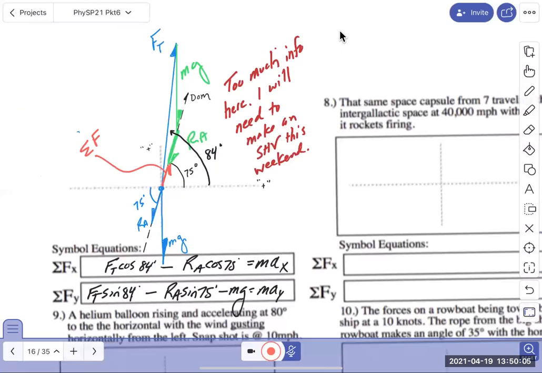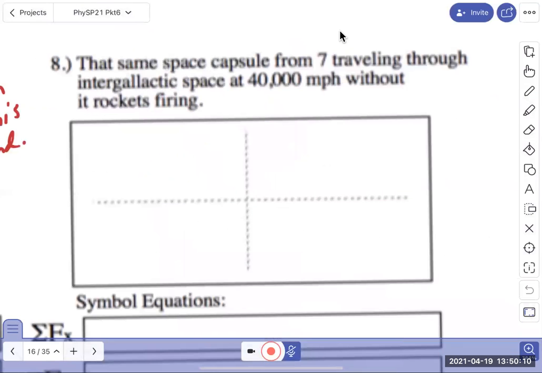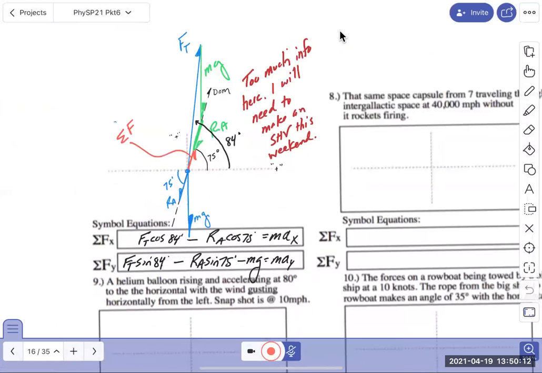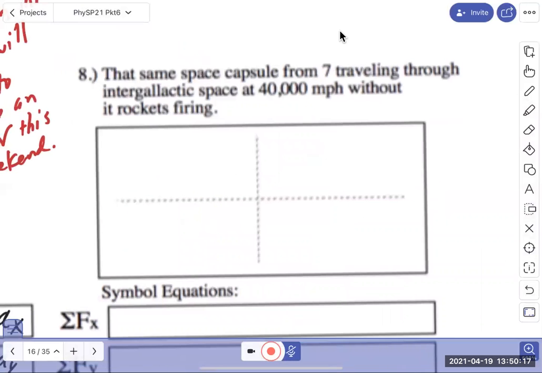But let's go ahead and look at number 8 right now. So we have that rocket on 7, and then the space capsule from it is now moving at 40,000 miles an hour. It's not accelerating, so the rockets aren't firing, so there's no thrust. But the first thing you do is draw your dot here to represent the object. And now I will open up once again the chat, and go ahead and let me know what other forces I should be putting on here.